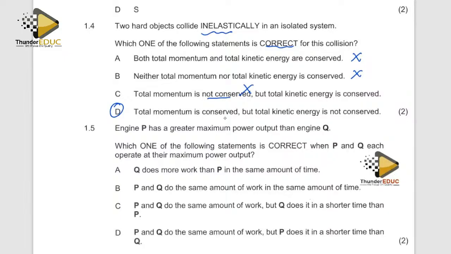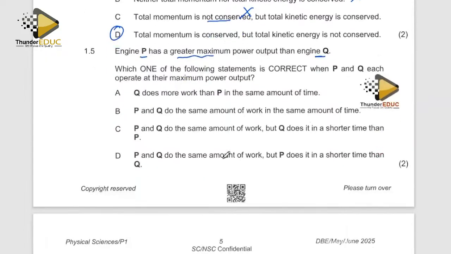Then 1.5, we have an engine P, which has a greater maximum power output than engine Q. Which of the following is correct when P and Q operate at their maximum output? Now, the fact that P has a greater maximum power simply means that it can finish the work within the shortest time possible, for as long as the work to be done is basically the same, okay? So if the work done is not the same, it means that P can do greater work compared to Q, if the time varies. Okay, so they're telling us Q does more work than P in the same time.